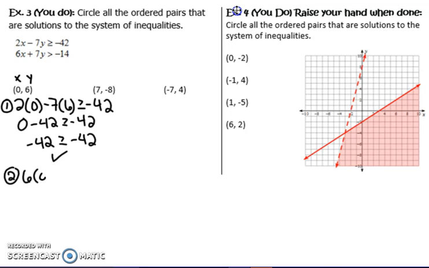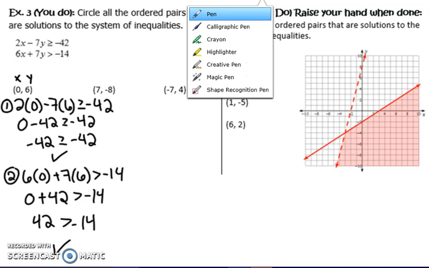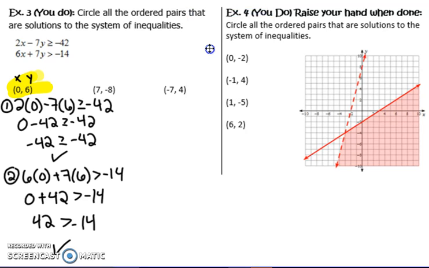We're still using the same x and y values, so 6 times 0 plus 7 times 6 is greater than negative 14. Well, 6 times 0 is still 0. 7 times 6 is 42. 0 plus 42 is 42. And you have to ask yourself, is 42 greater than negative 14? Well, yes, it is. So this point is a solution.